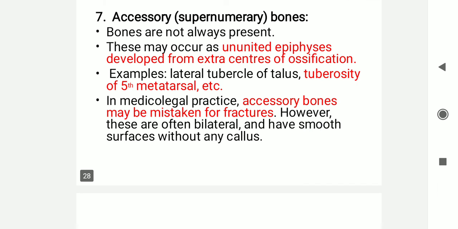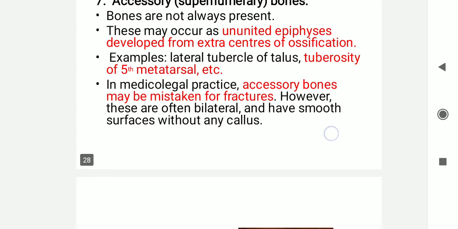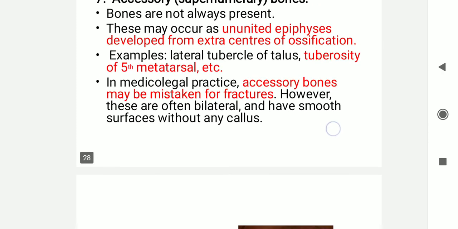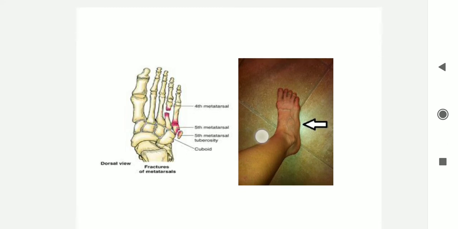Accessory bones. These bones are not always present. Otherwise called supernumerary. These are not always present, but may occur as an ununited epiphysis developed from an extra center of ossification. Here you can see the accessory bones, ununited epiphysis ossification center. Example is the fifth metatarsal tuberosity.